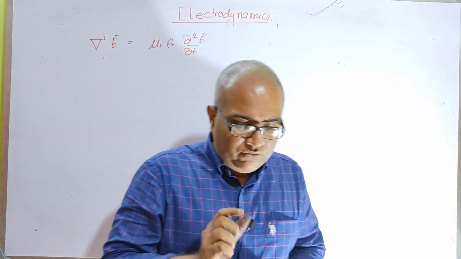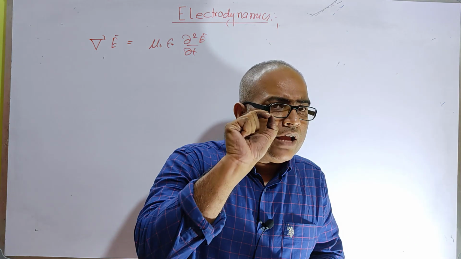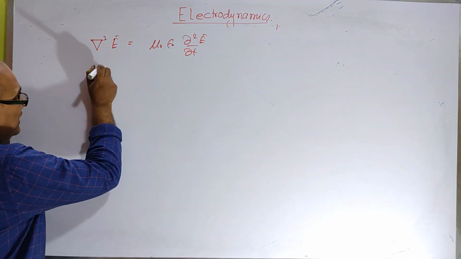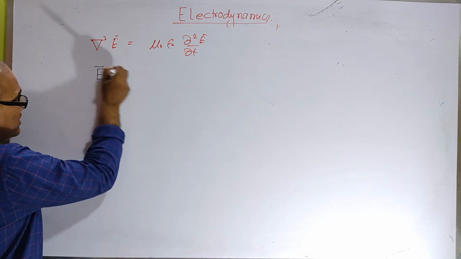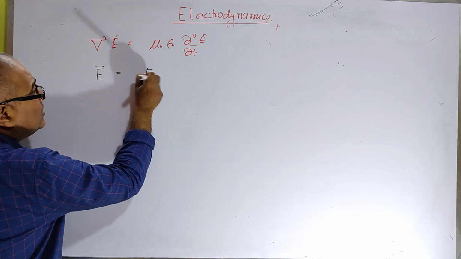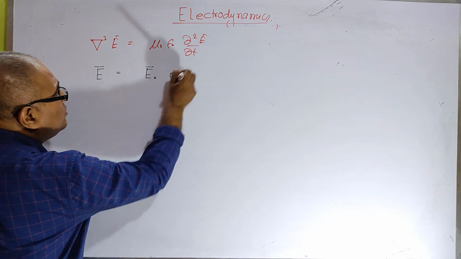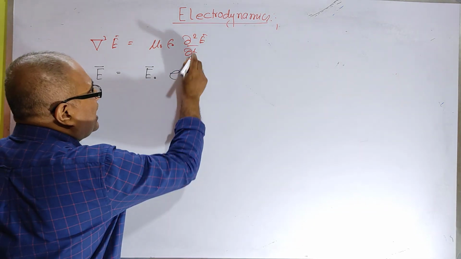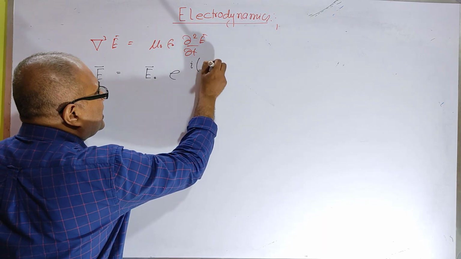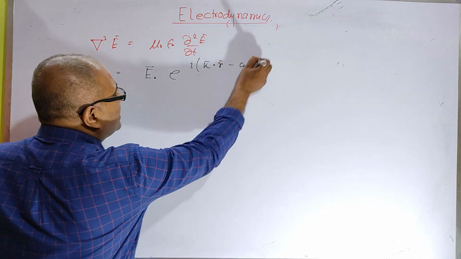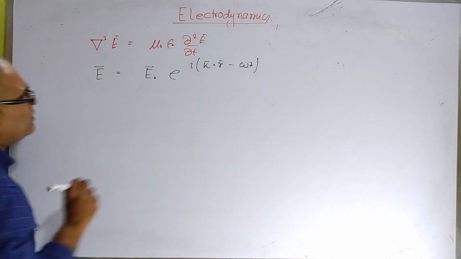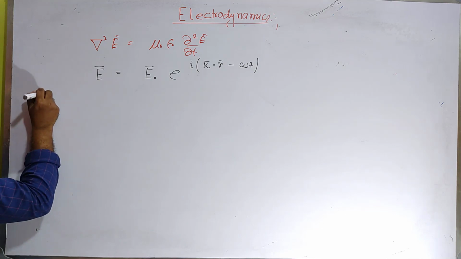Now let's write down a few results and give a lot of concentration on this. For the electric field, I have E0 e to the power j, let us say i, k dot r minus omega t. You can prove this later, right? Right now, let us write down a few expressions.